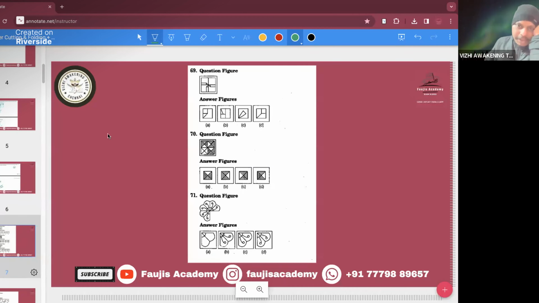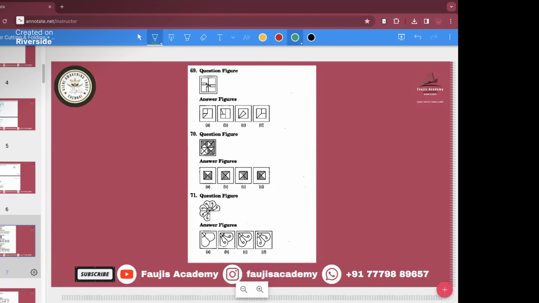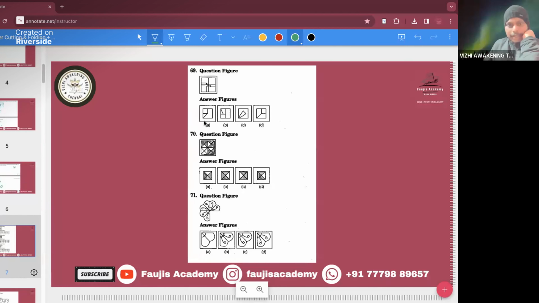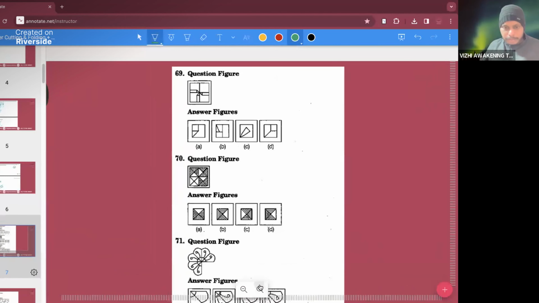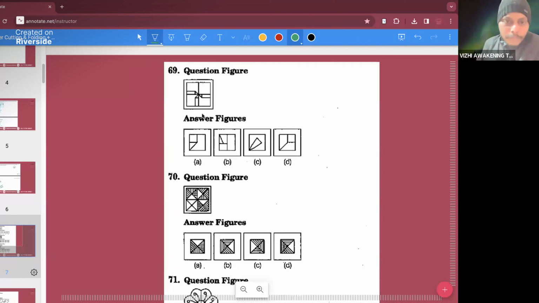Whichever question we are solving, whichever number this is, which one is the best option you will go with? A, absolutely A. When you zoom in, let me zoom in for you. Look at this. There will be a line like this for sure. Then we'll have something like this for sure. And there will be a straight line like this.